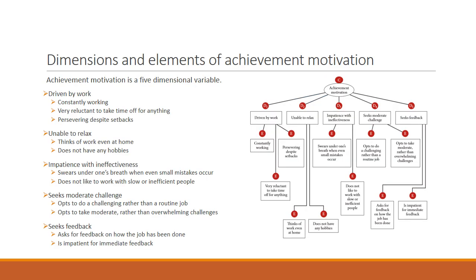The last example I would like to give is the dimensions and elements of achievement motivation. This is the example from your book actually. So see, the elements which I was talking about are over here. It has arrived in our example. The elements are here. So achievement motivation has to be measured by 5 dimensions.